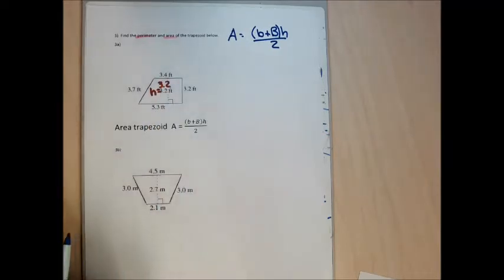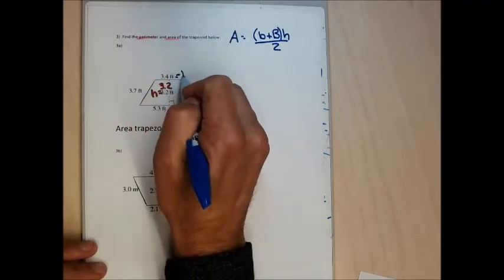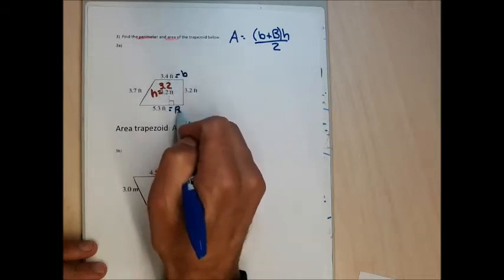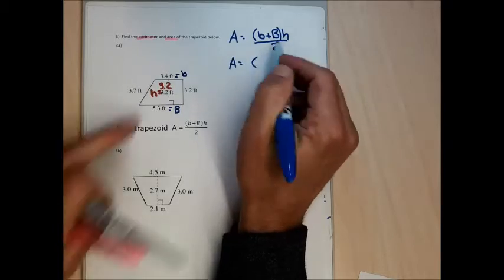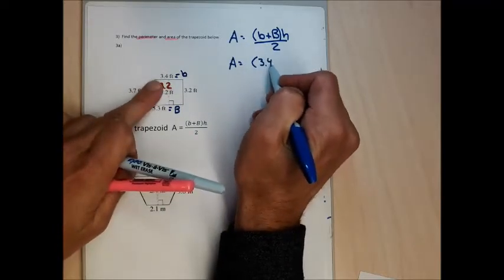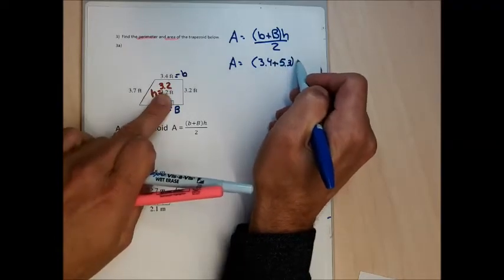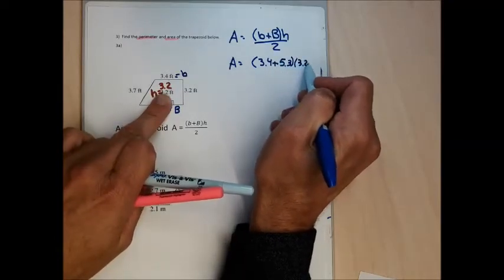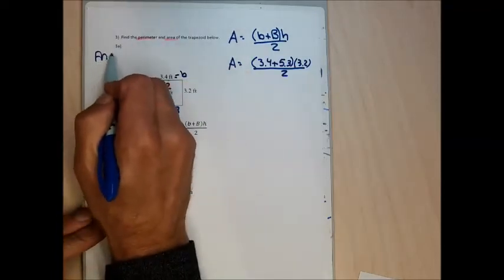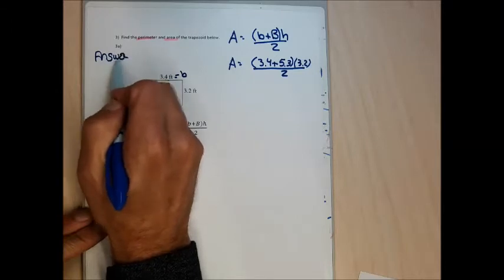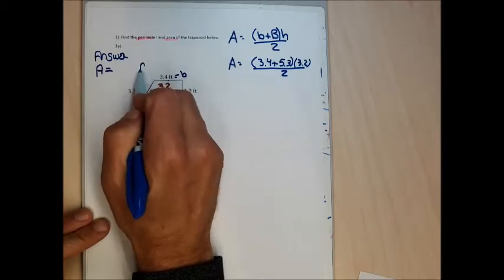And the little b and the big B are the lengths of the sides that the height connects. I'm going to make the shorter of those two sides little b, and the longer of those two sides big B. So when I go to find the area for this, I'm going to do little b, which is 3.4, plus big B, which is 5.3, times the height, which is 3.2, over 2. And when I go to write my answer, I'm going to write A for area. The units are going to be feet squared, or square feet.